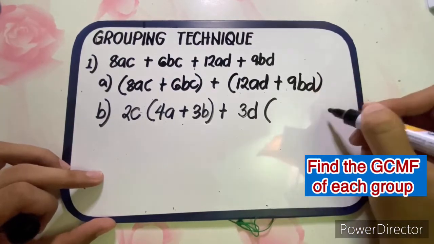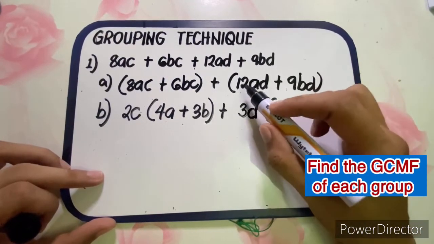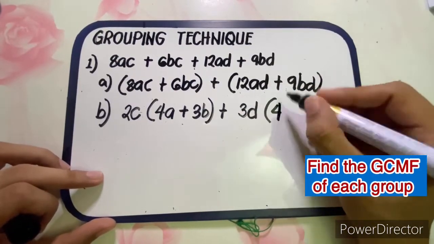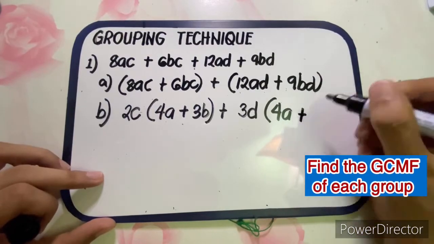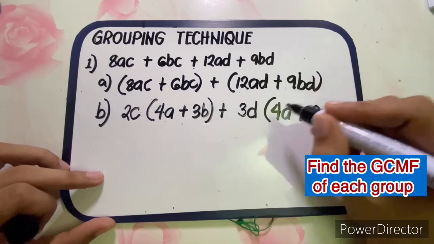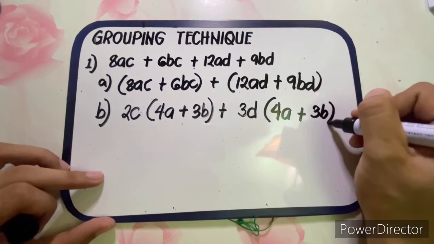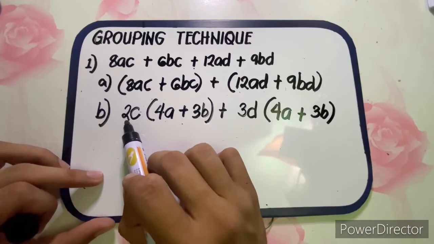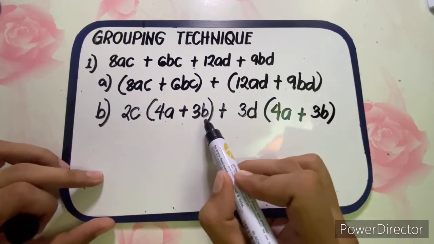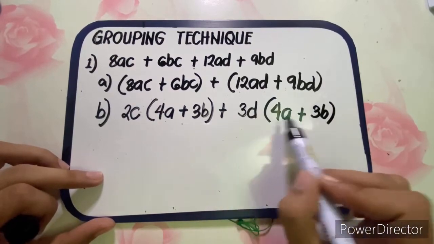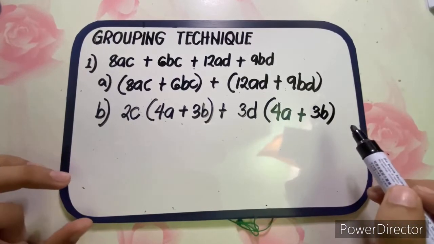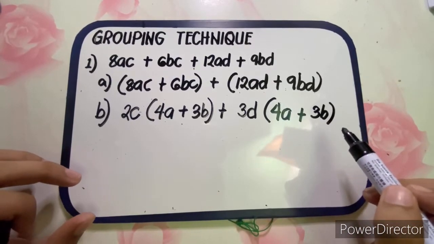12 divided by 3, 4. And AD divided by D is A. Plus 9 divided by 3, 3. Then BD divided by D is B. So this 2C is the GCMF. This 4A plus 3B is the remaining factor or the polynomial quotient. The same with this one: 3D is the GCMF and 4A plus 3B is the polynomial quotient or the remaining factor.